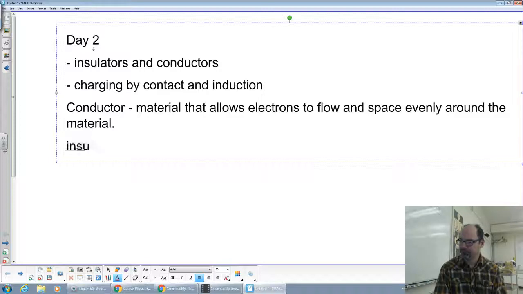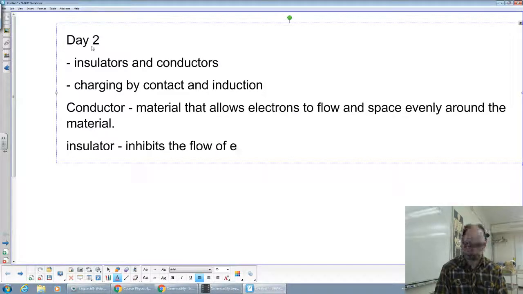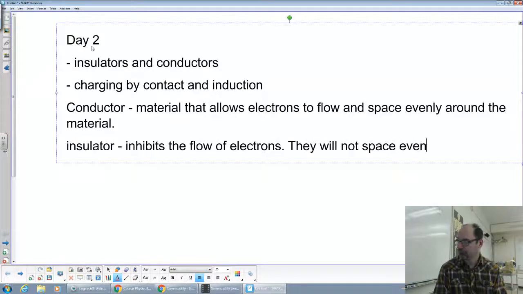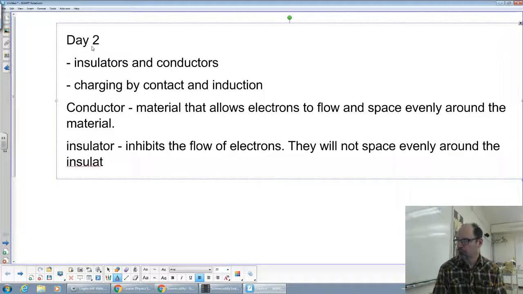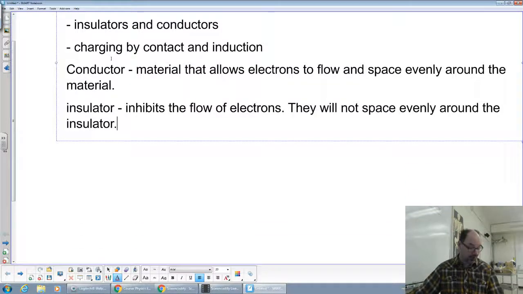An insulator basically inhibits the flow of electrons. Okay, and they do not flow evenly, or they do not space evenly around the insulator. Metals are conductors, insulators are like rubber and things like that. Air is actually a good insulator most times.